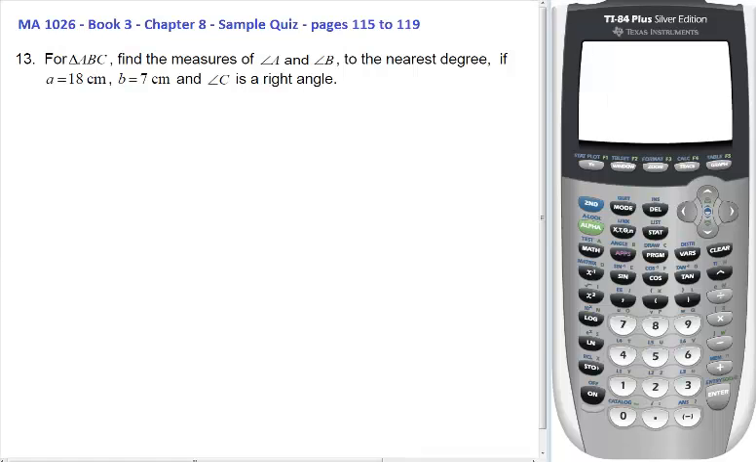Hello students, today we're going to look at the solution to number 13. This is the second long answer question, part of your sample quiz, chapter 8, at the end of book 3 in your 1026 booklets. So let's get right to it.